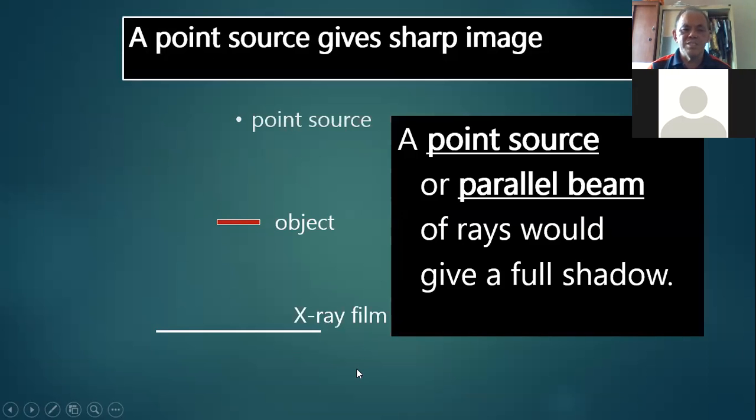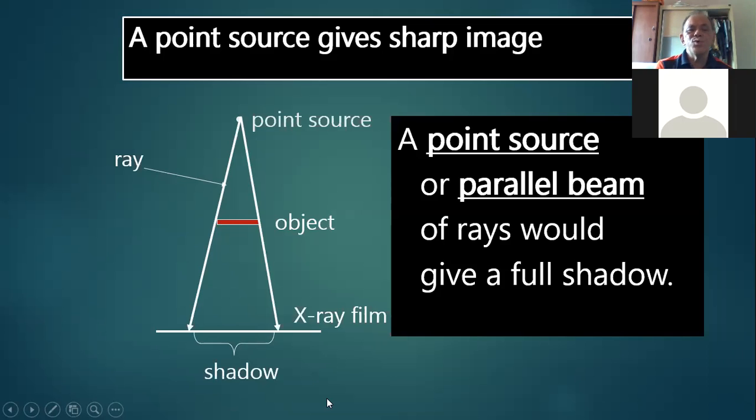With the point source, we can get the extreme of the light ray. There's your ray coming through, just passing through here. Of course, there are others, but we are interested in the extreme. So this is your ray, and this is the part we are interested in: a sharp shadow. Not a partial shadow, just a sharp shadow. That's what we want of the object.